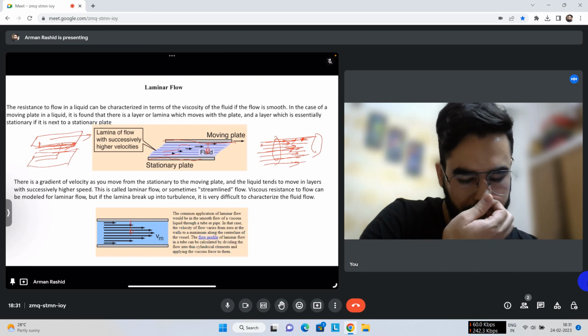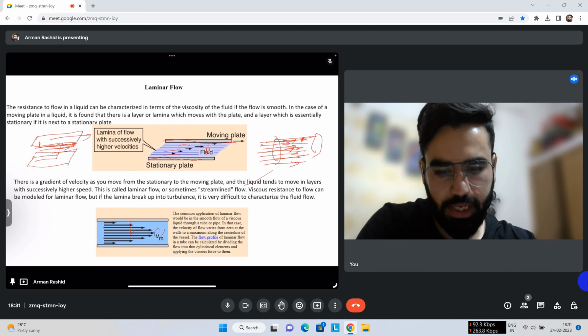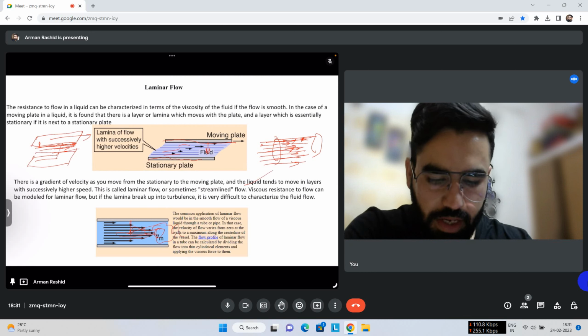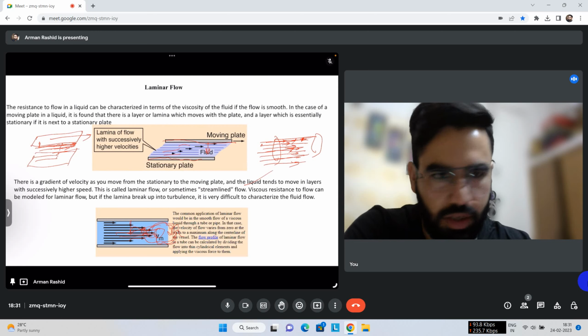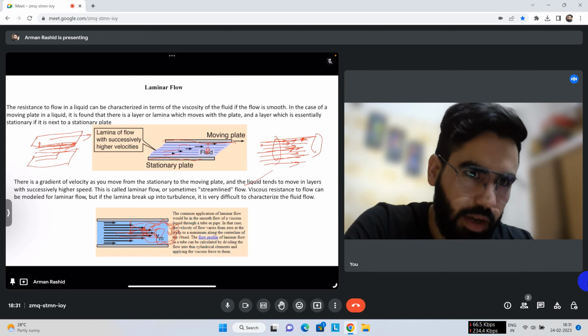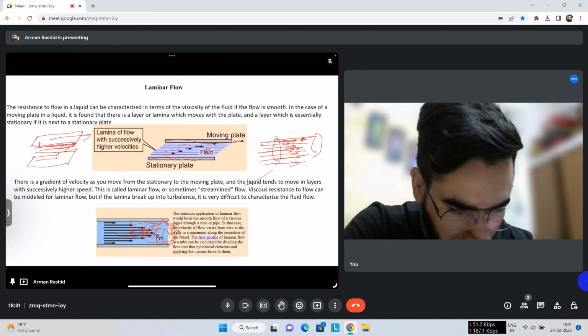But if there is some object in here, there will be a disturbance in the flow of the liquid. As a result this liquid will randomize, and that time it is called a turbulent flow. We can define when a liquid flows from a laminar flow to a turbulent flow using the Reynolds number, which we are not going to discuss.